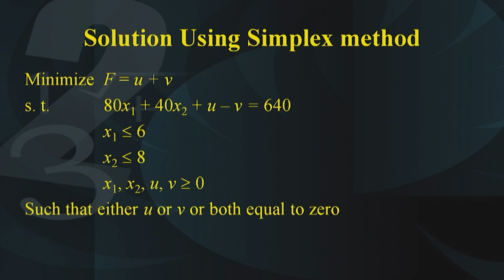So, coming to the simplex formulation, the formulation is as before: minimization of capital F equal to u plus v subject to 80x1 plus 40x2 plus u minus v equal to 640. x1 is less than or equal to 6 and x2 is less than or equal to 8, and all the 4 variables x1, x2, u and v should be greater than or equal to 0, such that either u or v or both are equal to 0.